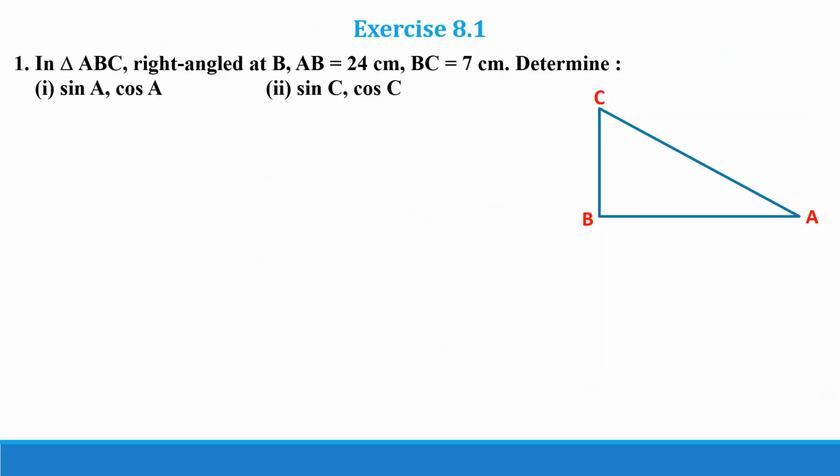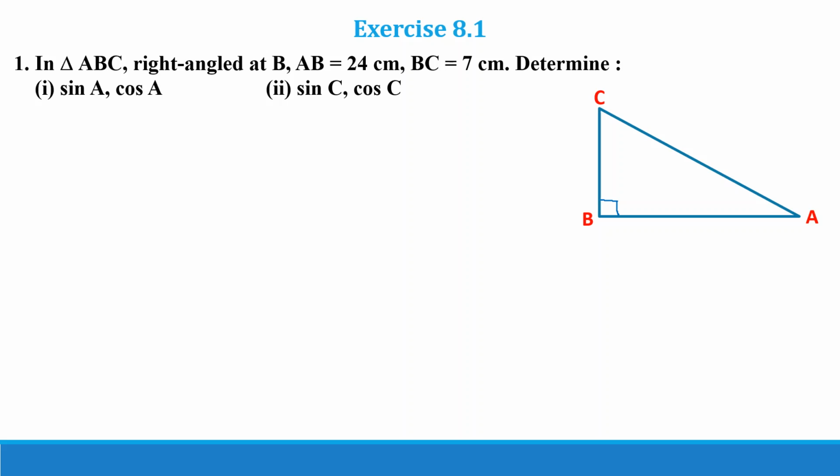The first question says, in triangle ABC, right angled at B, AB is 24 centimeter, BC is 7 centimeter. We need to determine the values of sine A, cos A, sine C and cos C, where A and C are representing the corresponding angles. So for our convenience, I have taken a right angle triangle over here, in which angle B is a right angle, as it is visible.